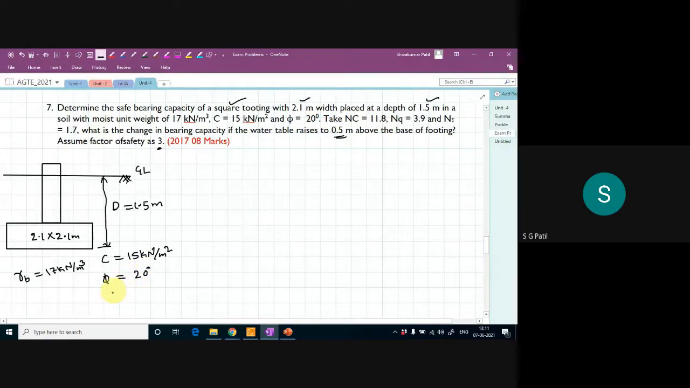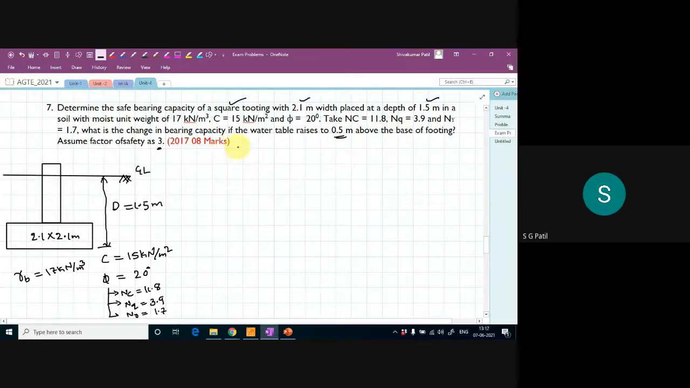And for this 20 degree, they given NC. NC as how much? 11.8. And NQ, how much? 3.9. And N gamma? N gamma 1.7. Okay. So what is the change in bearing capacity if the water table rises to 0.5 meter above the base of the footing?